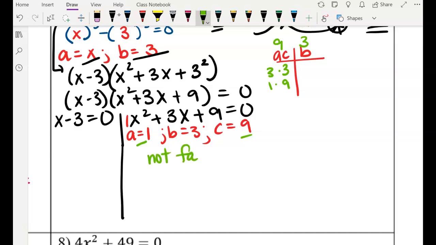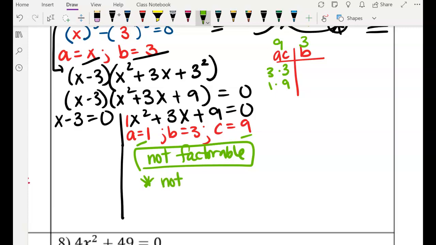Okay, not factorable. So right now, it's not factorable, so we don't need to go any further. Now I'm going to give you a hint, because in the future, this trinomial coming from the sum or difference of cubes is going to give you imaginary numbers. So these are not real solutions, okay? But right now, we don't need to worry about this.